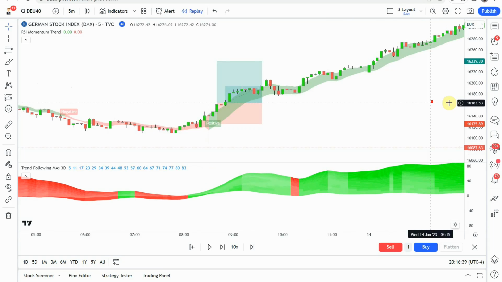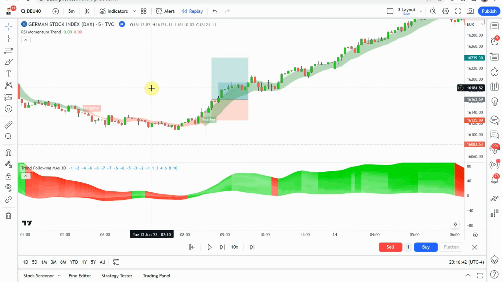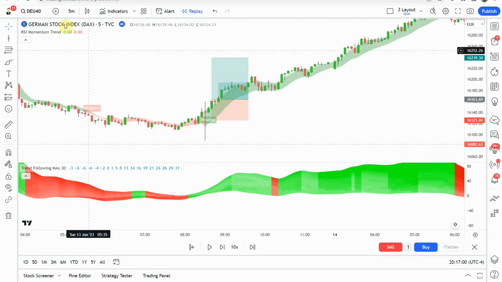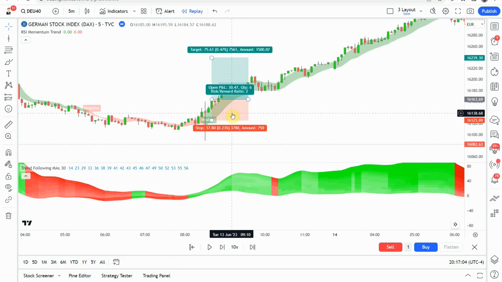As I said in the beginning of the video, this was tested on the 5-minute time frame, and this is the DAX 40. The DAX 40 you can think of like the German S&P 500. It's basically an index of 40 different companies or stocks that make up this particular ticker symbol or index.